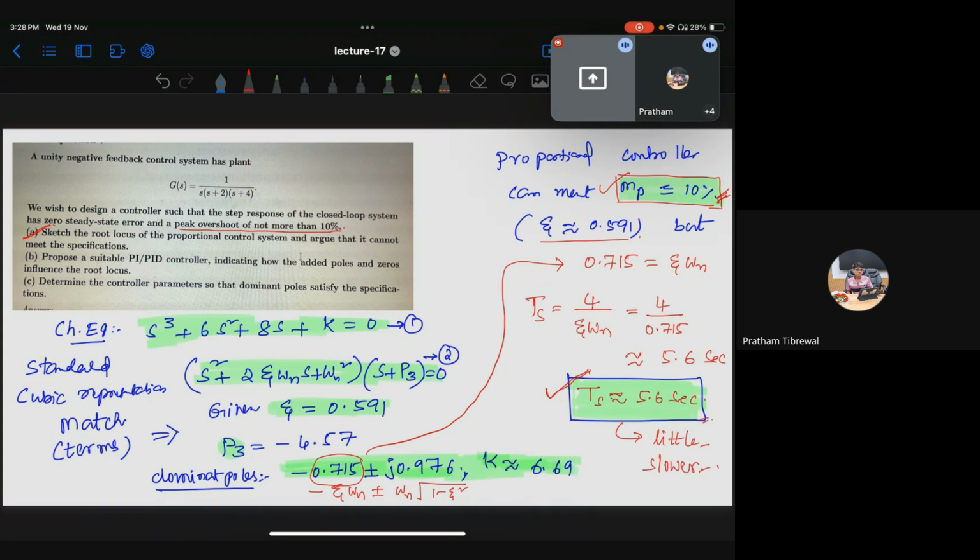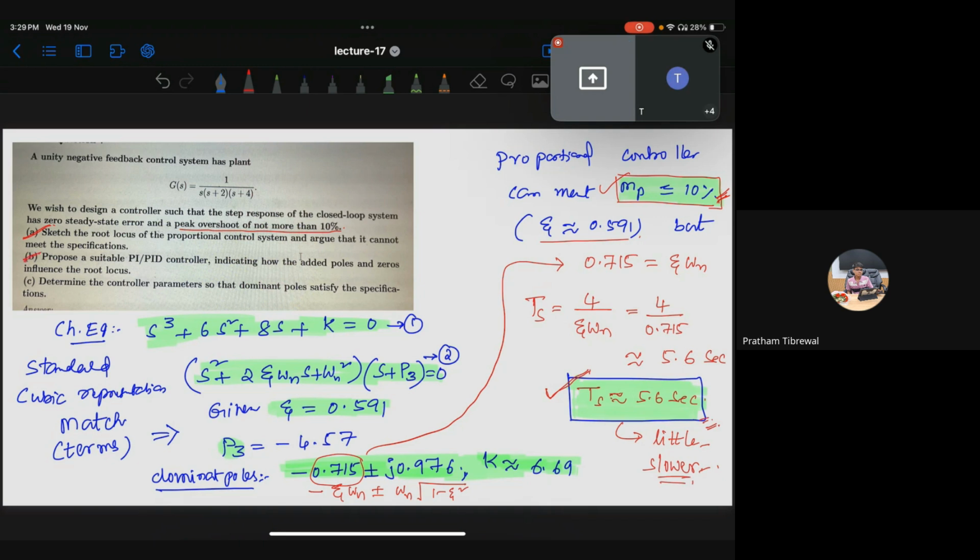Suppose if your RL circuit or RC circuit, 5.6 seconds is orders higher, it is very high, considerably. So now here, since we don't know the physics of the system, what this system is exactly, let us consider this system is a little slower. That is the first question.